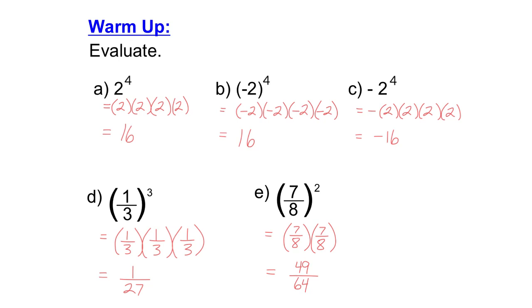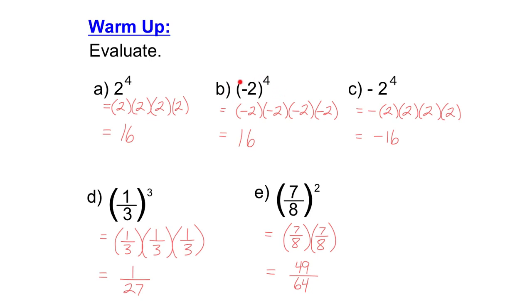Just recall that an exponent tells you how many times you're multiplying the base by itself. So 2 to the exponent 4 means 2 times 2 times 2 times 2, which is 16. Here the base is minus 2. Multiply it by itself 4 times, you get 16. Here the base is 2, not minus 2. We actually end up with a negative 16 as the answer.